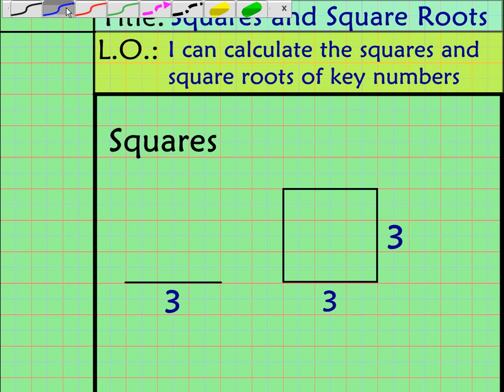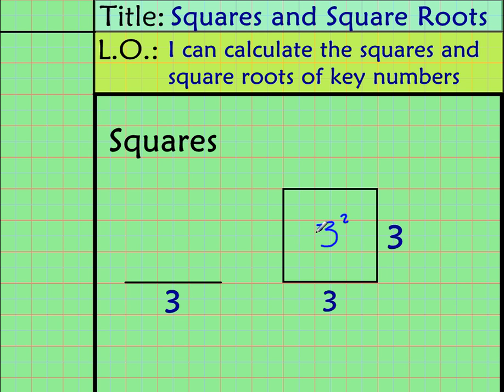As you can see in the picture, here is the number 3. I've drawn it as a line. When I square it, it does exactly what you would imagine. It makes a square with sides of 3. This is what we might call 3 squared, and this is the notation. The little 2 up there means that I've squared it. I've turned it into a square.